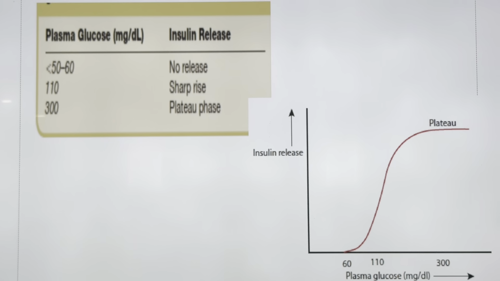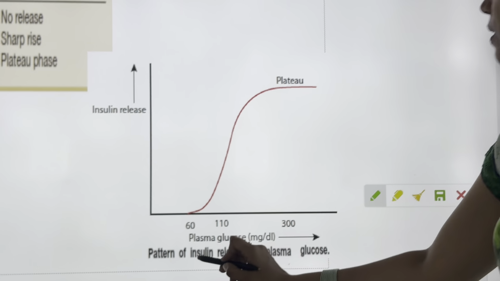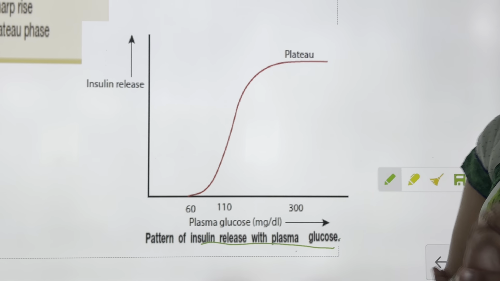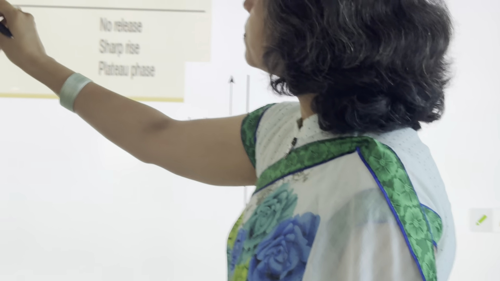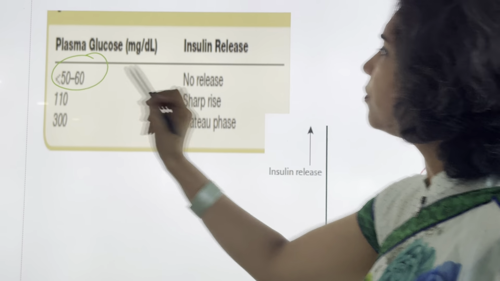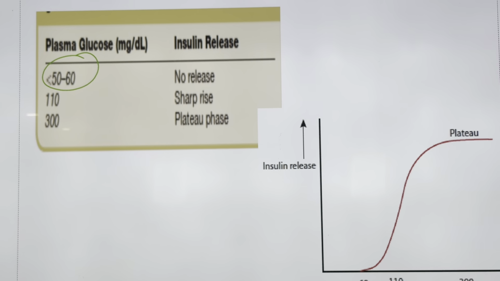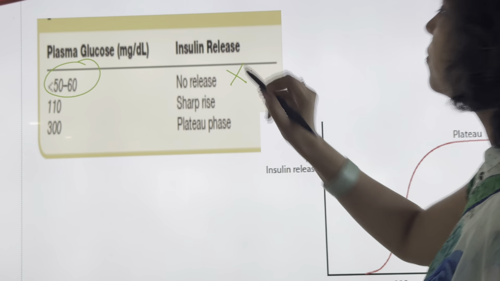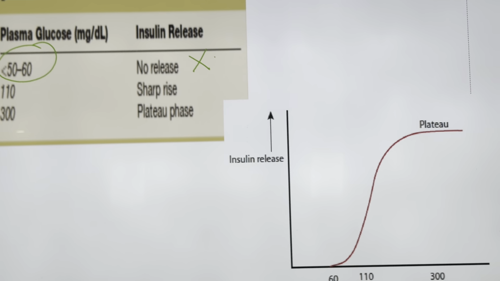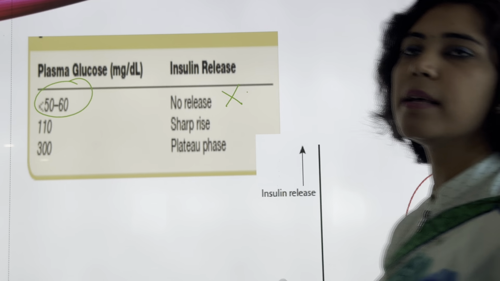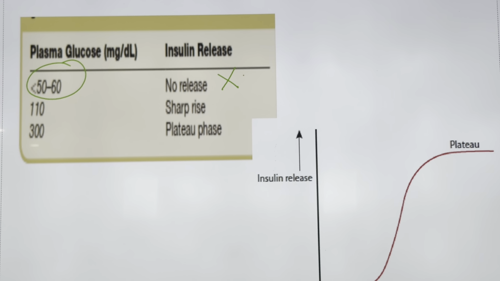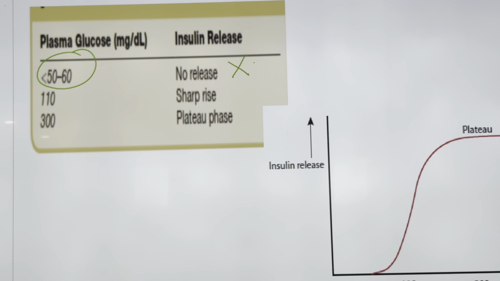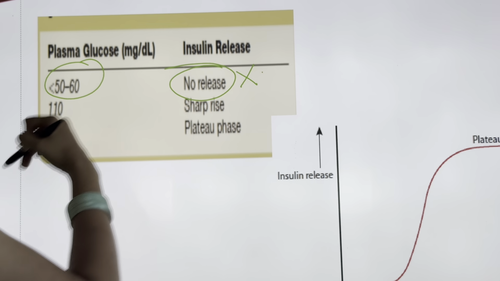Now this is a graph that represents the pattern of insulin release with variation in the levels of plasma glucose. Whenever the plasma glucose level is below 50 to 60 milligram per deciliter, there is no release of insulin. Why is there no release? Because we had just discussed that the main factor for the secretion of insulin is your blood glucose. When the blood glucose is lower, there won't be any release of insulin.